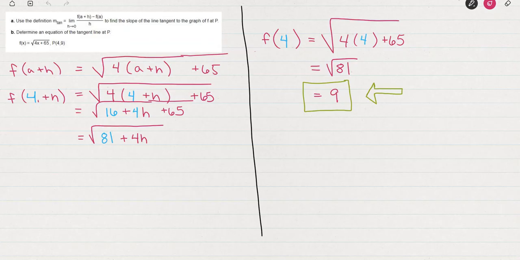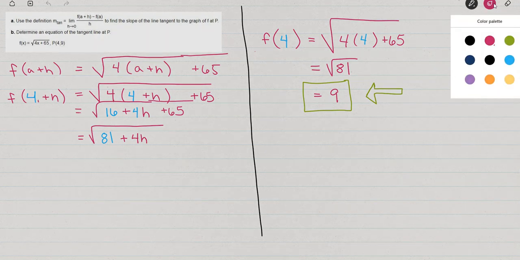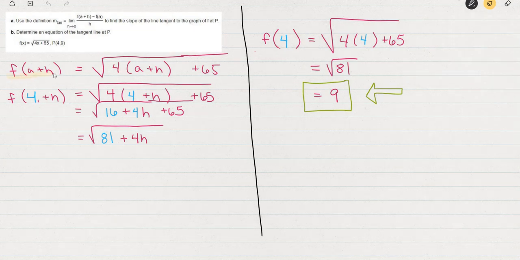I've worked it partly out so that this video will go a little bit more quickly, but feel free to pause as much as you need to if you want to follow along more slowly or write any of this down. But f of a plus h would be the square root of 4a plus h, because we're going to replace the x with a plus h, plus 65.